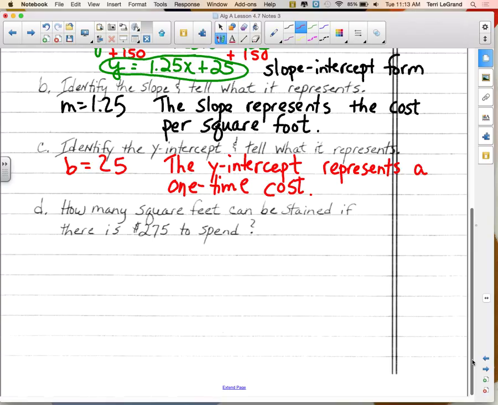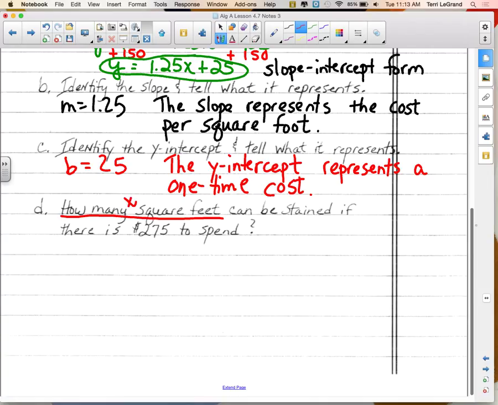Okay, now we're ready to use our equation. How many square feet can be stained if there is $275 to spend? Okay, well, first of all, how many square feet? Are we solving for x or are we solving for y there? What is that? The square feet. That's area. Is area x or is area y in this problem? Area is x. That's our x value, isn't it? So let's put that there. How many square feet? That's our x.